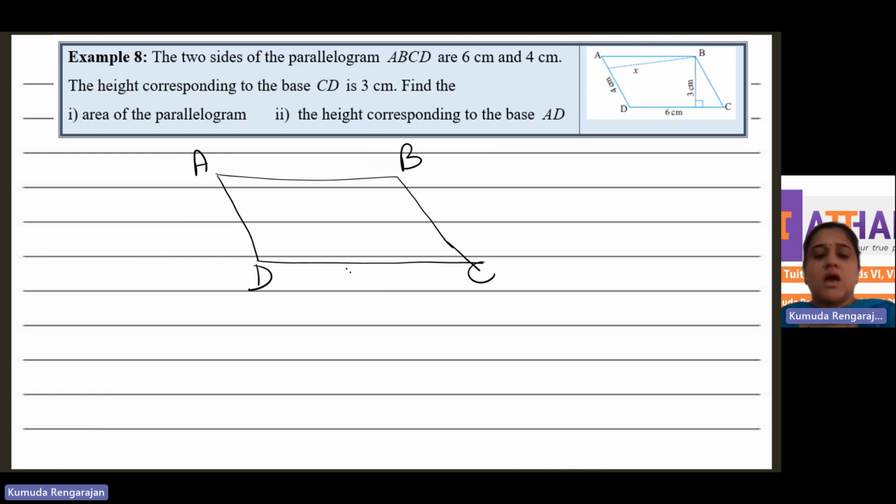How much is CD, children? Why are you not able to see the figure? You're not able to see the figure, both of you? Go there then.